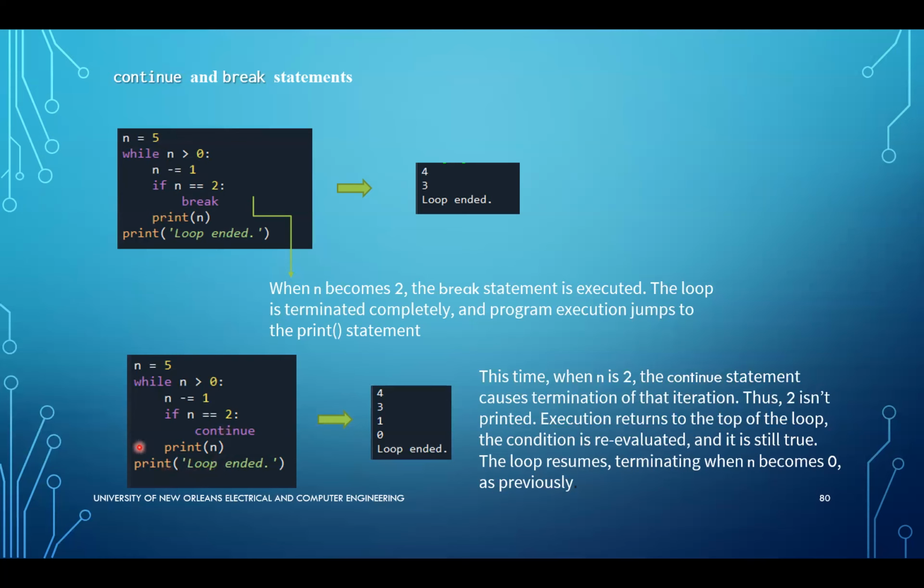So the execution is going to return to the top of the loop, and the condition is going to be reevaluated. And if it is still true, then the loop is going to resume, terminating when n becomes 0, as in the previous case. So you can see the difference here, right? It's just a way of breaking or pausing or changing the flow of the program by using the respective break or continue.